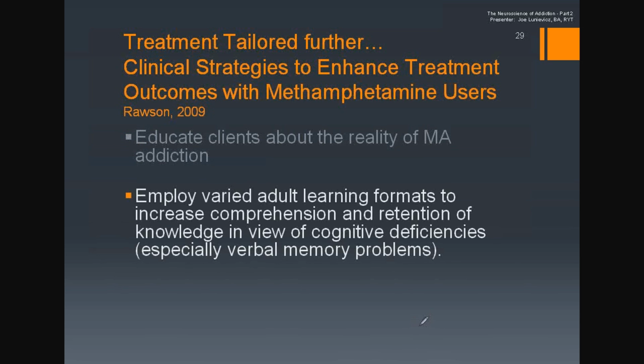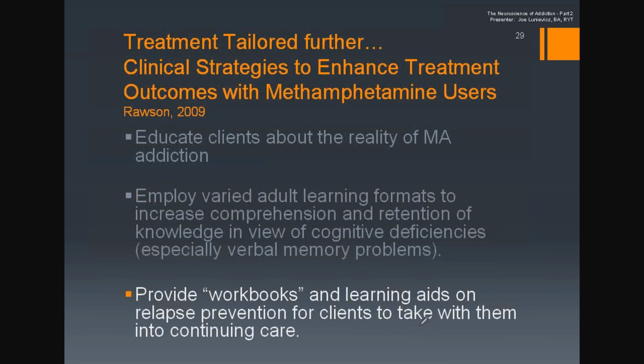Employ varied adult learning formats to increase comprehension and retention of knowledge in view of cognitive deficiencies, especially verbal memory problems. So if you know that people have trouble taking verbal instructions, then you're going to need to do things like provide workbooks and learning aids on relapse prevention for clients to take with them into continuing care. So they're going to need to have them with them as reminders. If the verbal information is having difficulty through impairment of being received and understood, because of the cognitive problems of long-term addiction, then these are ways to help someone compensate, to have compensations that specifically address brain disease.